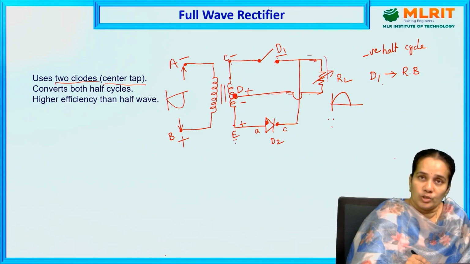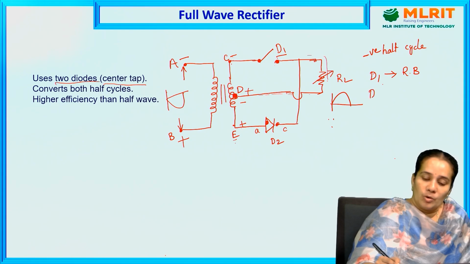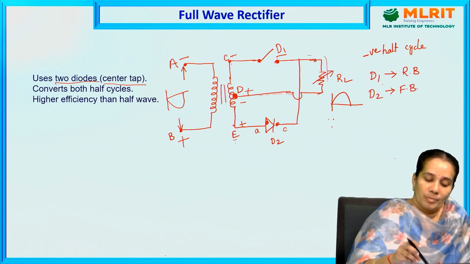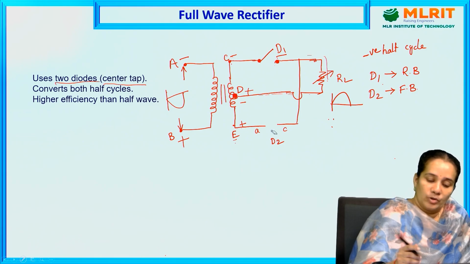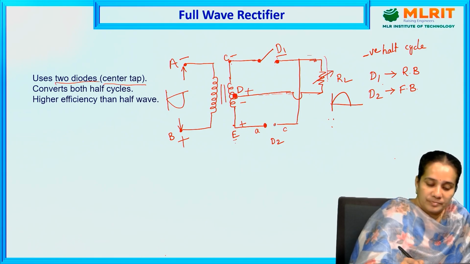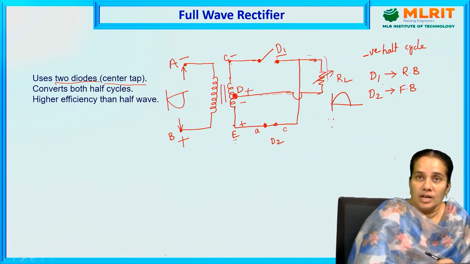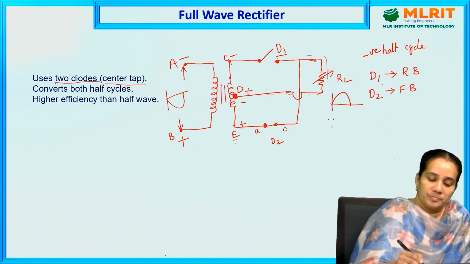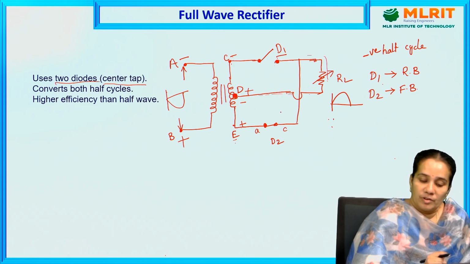When E is positive, then it is connected to the positive terminal of the diode. When both are the same, then the diode D2 is operated in which bias? Forward bias. So what is happening in forward bias? In forward bias, the diode is in the on state. So in the on state, the circuit will become a closed circuit.